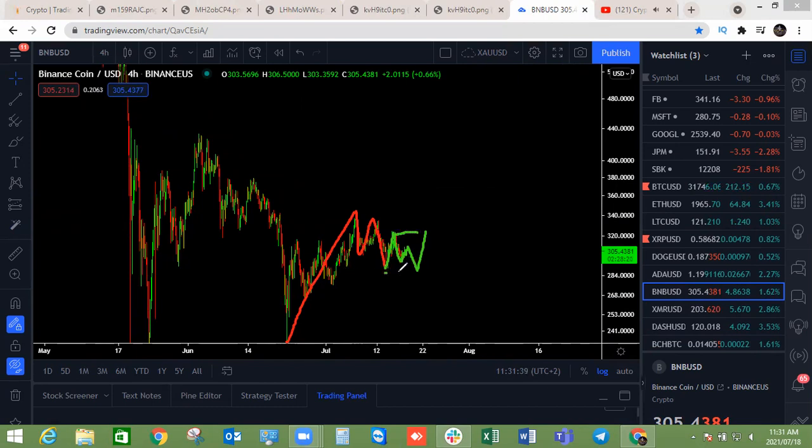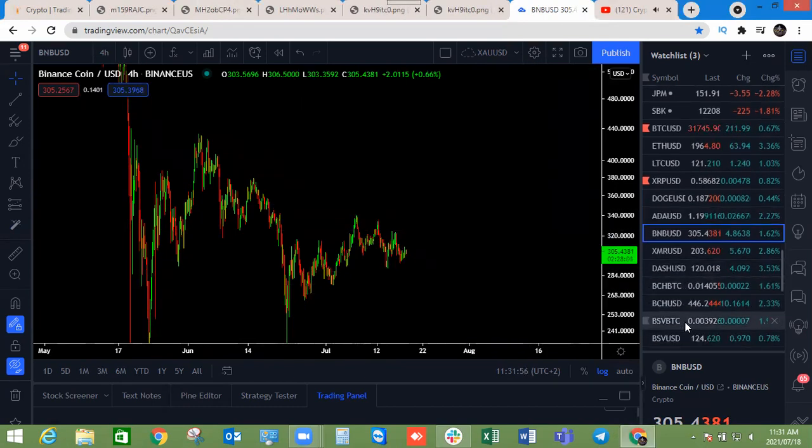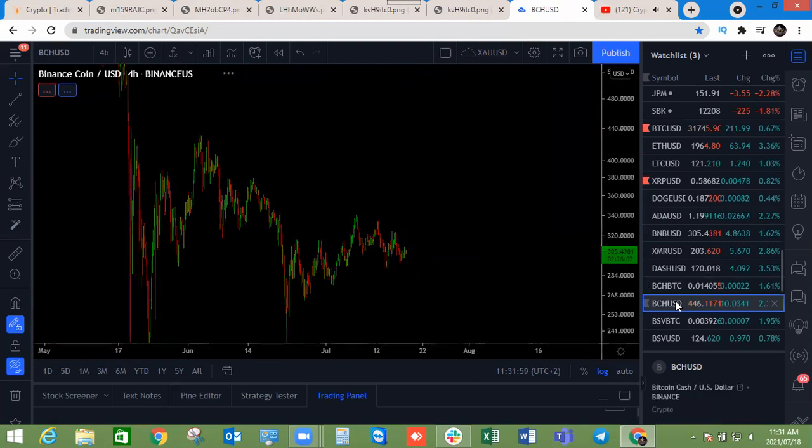My mouse is a bit stuck here. So that is the structure, and we look for another three-wave structure here before we push to the upside. That will be a WXY corrective structure for more upside. That is Binance. But for now, look for this move to around these levels. All right, and I will look now at Bitcoin Cash as well. Let's have a look at Bitcoin Cash.